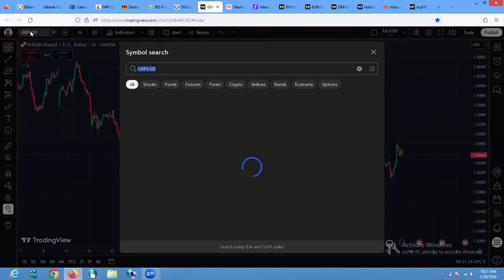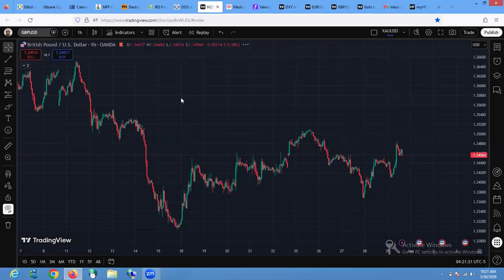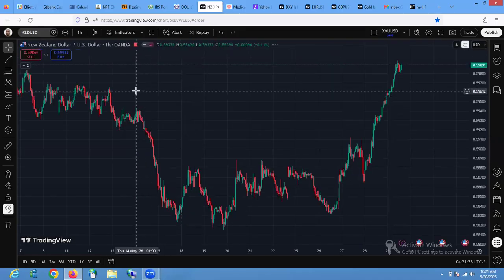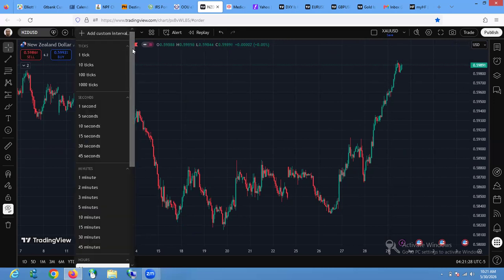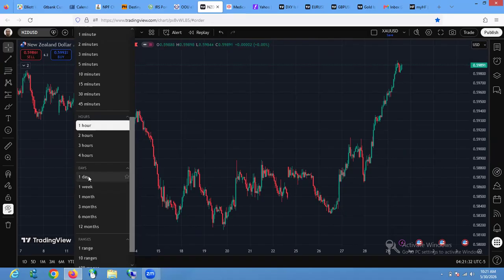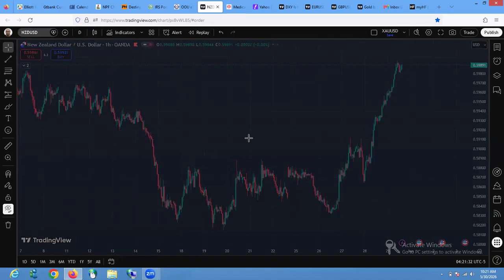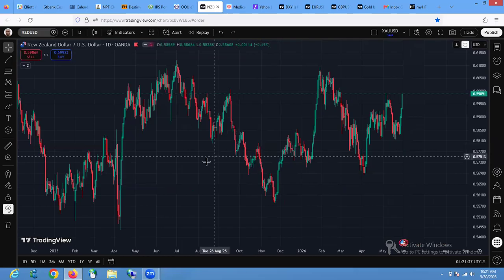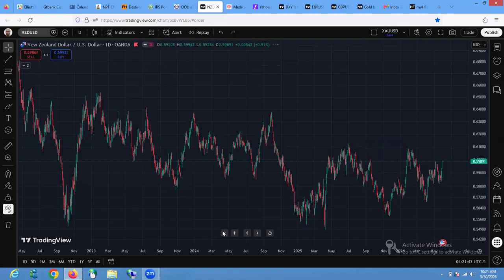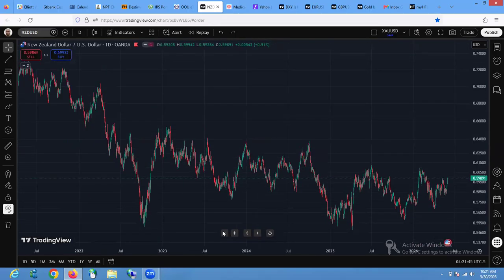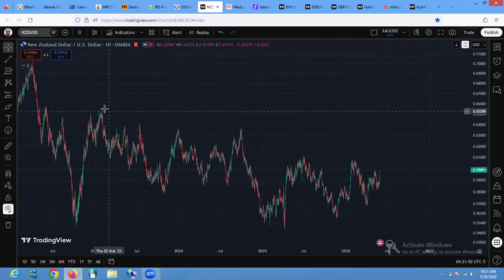NZDUSD, that also is very, very interesting. I would rather go on the higher time frame for you to see what this is printing. Let's look at the daily time frame here. On the daily time frame, we still believe we are within this move as an A wave. This is an A wave.